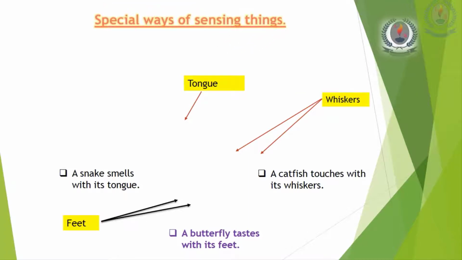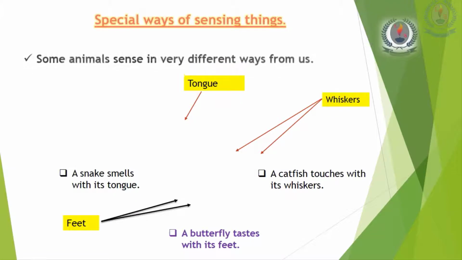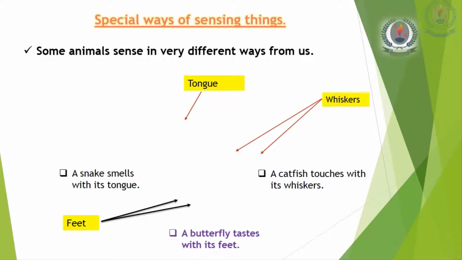Special ways of sensing things. Children, let's find out what are the special ways of sensing things. Some animals sense in very different ways from us.